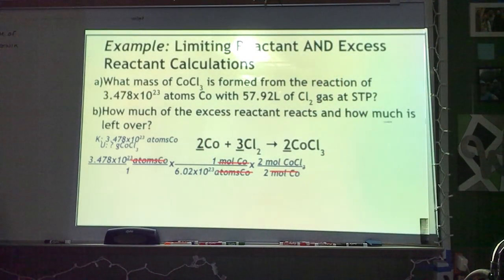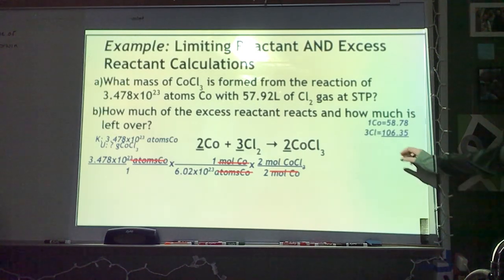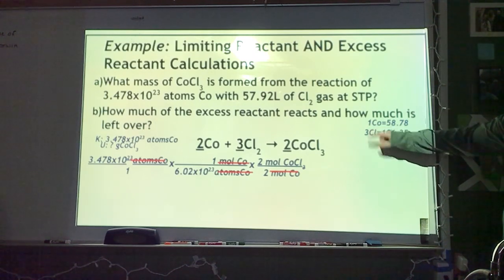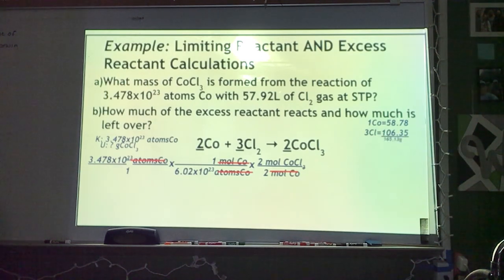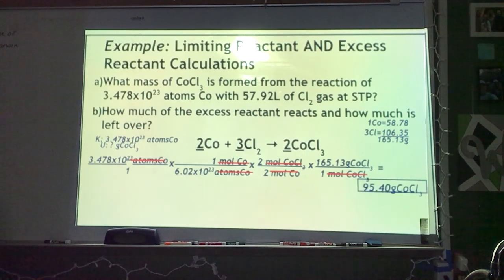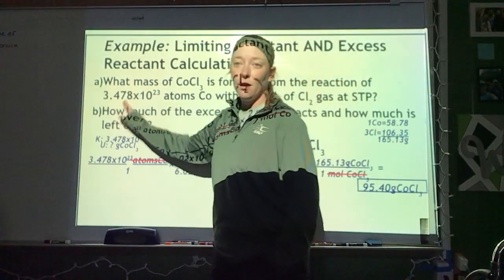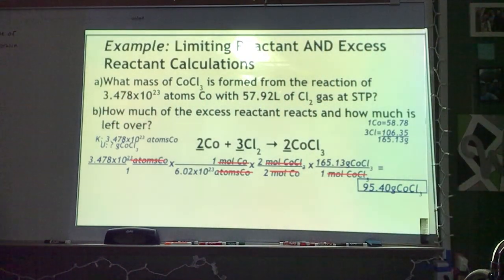I then will switch into grams of cobalt chloride, so I need to figure that out. I'm going to take my atomic mass of cobalt times 1, chlorine 35.45 times 3, add those up. So you get 165.13 grams. Plug that in up top, and then solve. Multiply across the top, get your answer. Multiply across the bottom, get your answer. Divide those two answers, and we get 95.40 grams of cobalt chloride. Again, anything in front of that times 10 is significant, so we need 4 sig figs for our final answer.